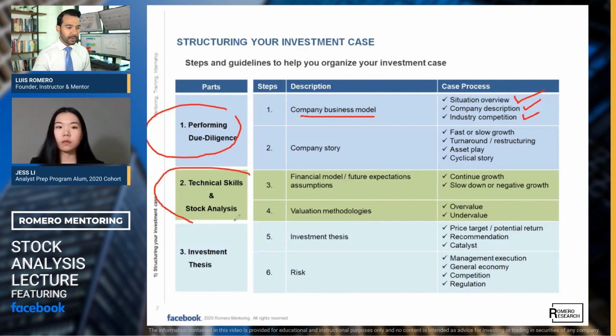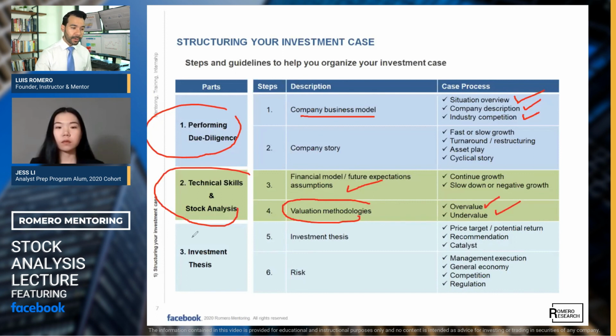The second one, technical skills. Forecast your company's cash flow statements, the income statement and the balance sheet, so that once you know the amount of cash that they're going to generate, what do you do with that? Well, you perform valuation. And this is the fourth point within the second part, as you're seeing here. And this will basically just tell you, is it overvalued or undervalued?